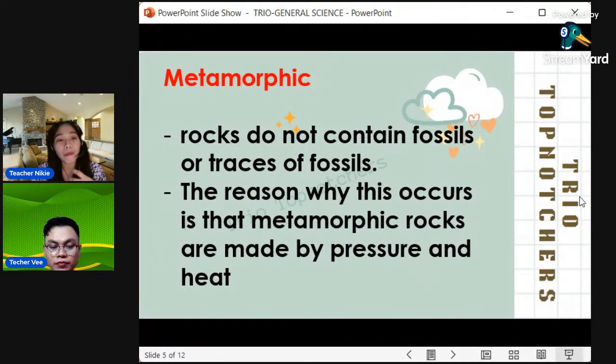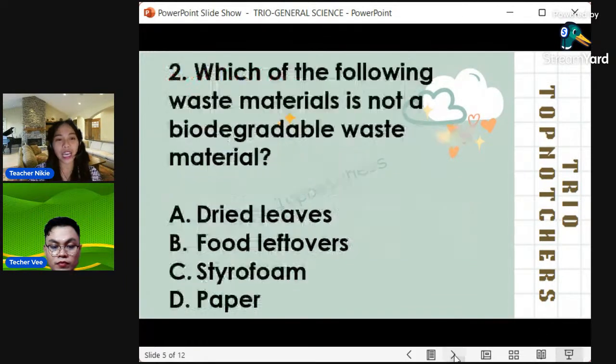Okay, so ano nga ba yung tamang sagot? Fossils are mostly found in sedimentary rocks. Okay, so good job. So please take note of that. Let's have number two. Okay, number two na po tayo.